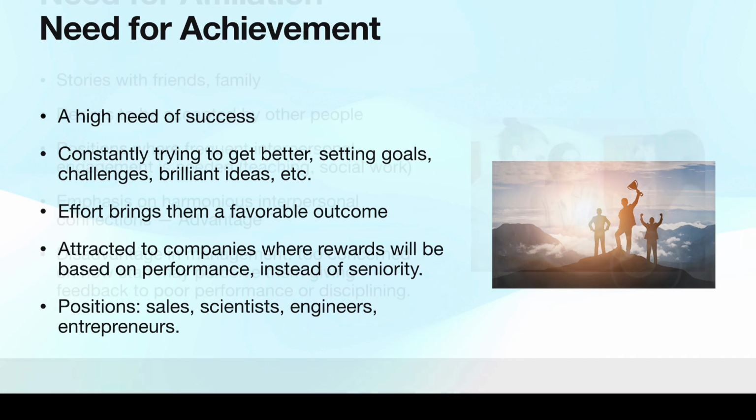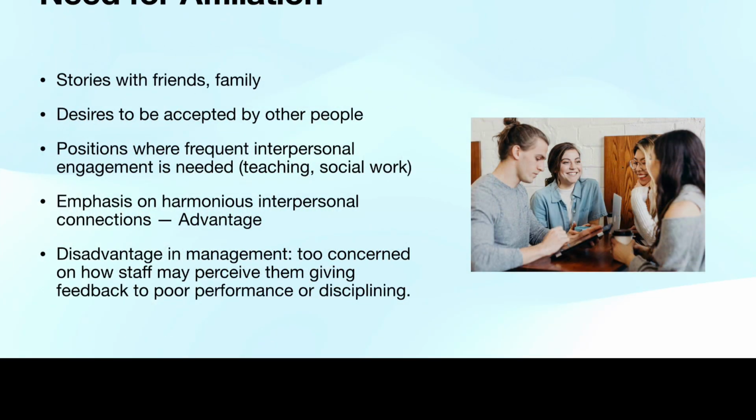So the second need is need for affiliation. What does this mean? If the person wrote stories about friends, family, people related to them, it means that their bigger need is affiliation. So they desire to be accepted by people. They're looking to be socially accepted, to be part of something, of a group of friends, of a group of workers within the company, right?